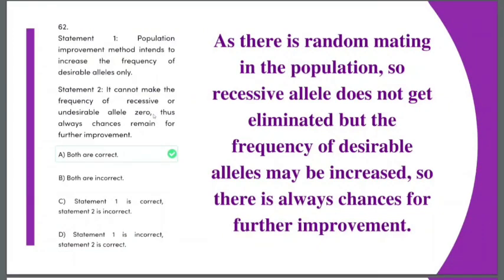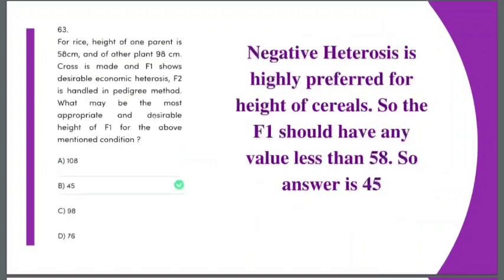62 is statement 1: Population improvement methods tend to increase the frequency of the desirable allele only. Statement 2: It cannot make the frequency of the recessive or undesirable allele zero. There are always chances remaining for further improvement. So both are correct. As there is random mating in the population, the recessive allele will not get eliminated, but the frequency of the desirable allele will be increased. So there will always be chances of further improvement.